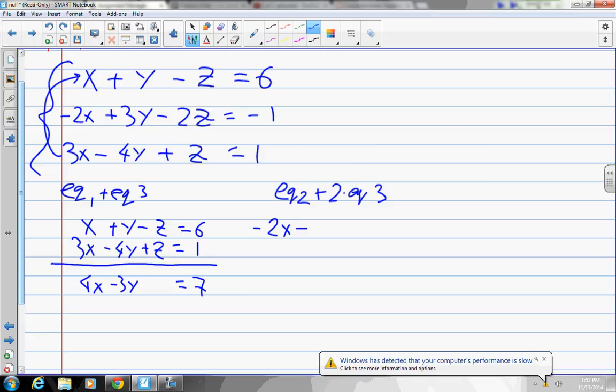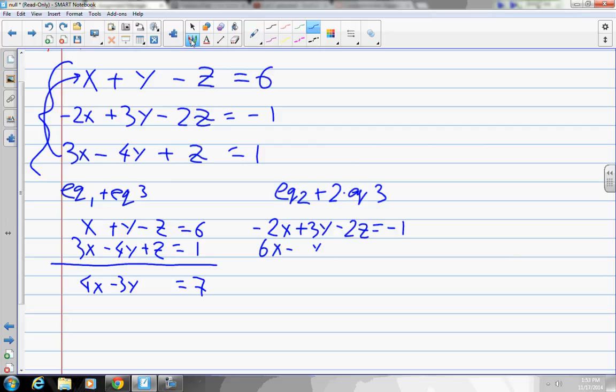So equation 2 is negative 2x plus 3y minus 2z equals negative 1. And 2 times equation 3 would be 6x minus 12y, right? No, not 12, 8. I'm multiplying it by 2. So 6x minus 8y plus 2z equals 2. Is that okay? So just multiply the third equation by 2. And if I add them, what do I get? 4x minus 5y equals 1.